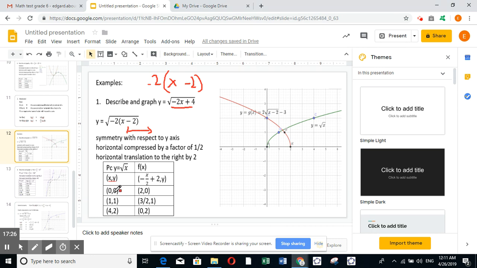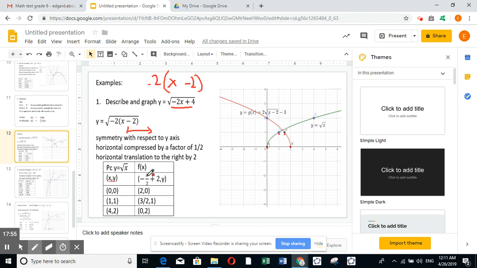If I take these particular points 0, 0, 1, 1, and 4, 2 on the parent curve y equals root x, and I replace x by 0 and y by 0, I'm going to get 2, 0. The symmetry of A is A prime. And if you have 1, 1, you're going to get minus half plus 2, which is 1.5. And y is 1 because there is no change. So the symmetry of the point B will be 3 over 2, 1, the point B prime.